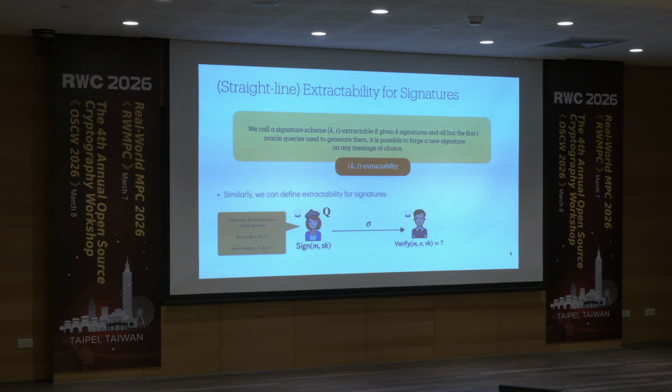So T is a parameter that is used for more fine-tuning and becomes important when we're talking about pre-processing. But for now, you can think that we call a signature scheme K extractable if, given K signatures, you can use the Oracle queries made during those K signatures in order to forge for any message of choice. And this is a good definition because, as a check, we can see that K, infinity extractability just reduces to unforgeability. So it's well motivated, reducing to a security property that we have studied in depth.